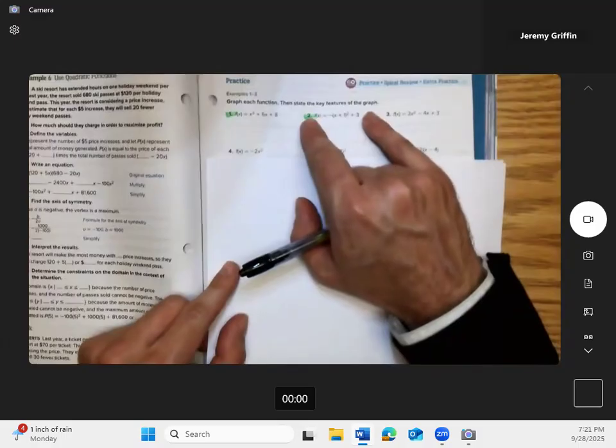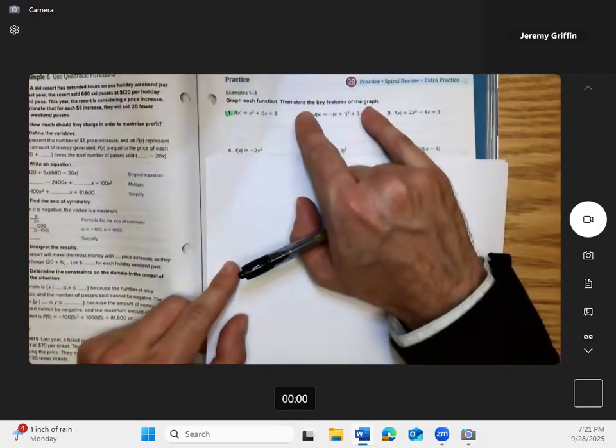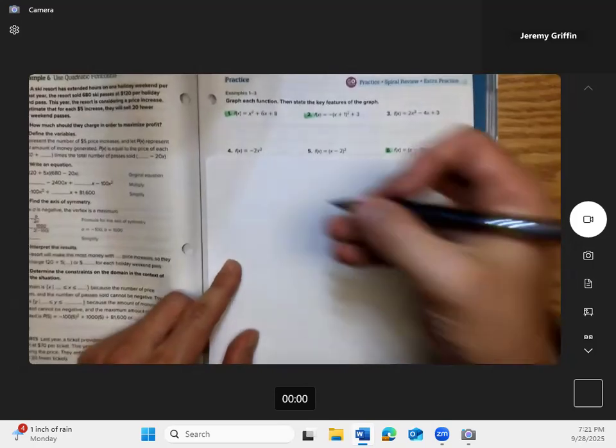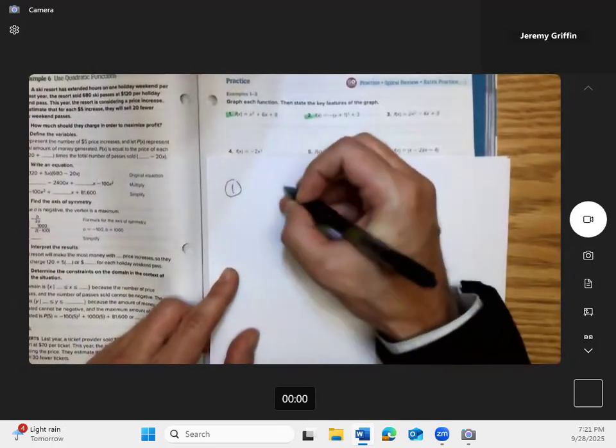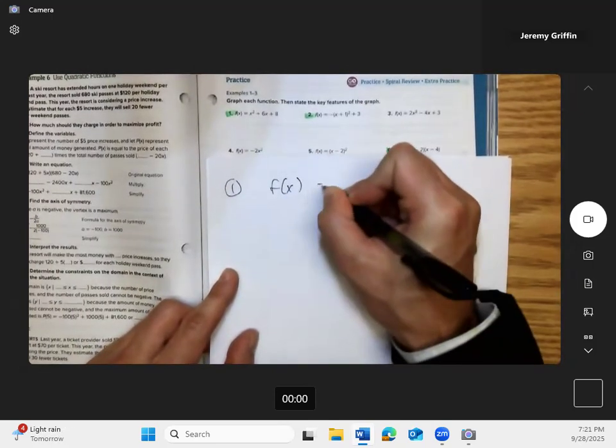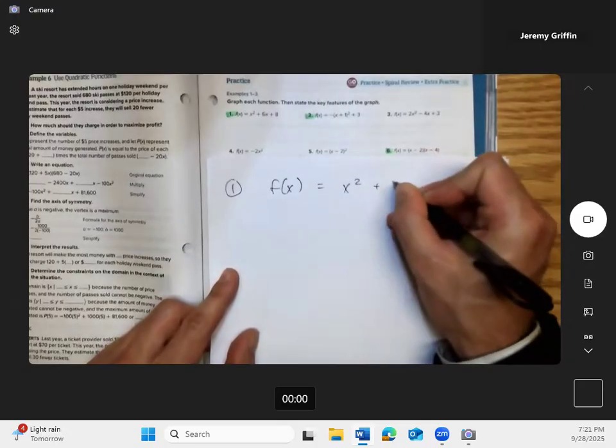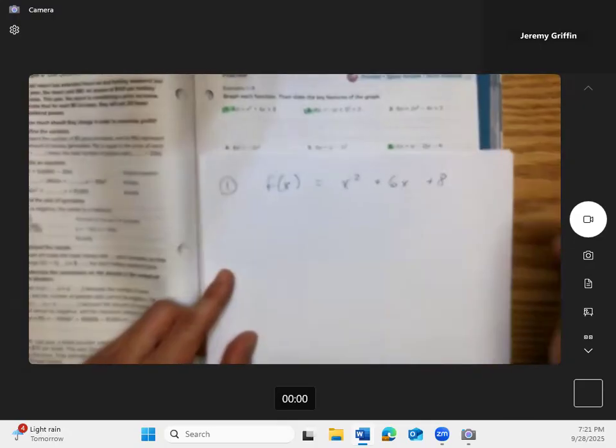Now, key features, this will be open to interpretation. I might say, what's the vertex? What are the x and y intercepts? I mean, that should be plenty, right? Okay, so number one, f of x equals x squared plus 6x plus 8, something like that.